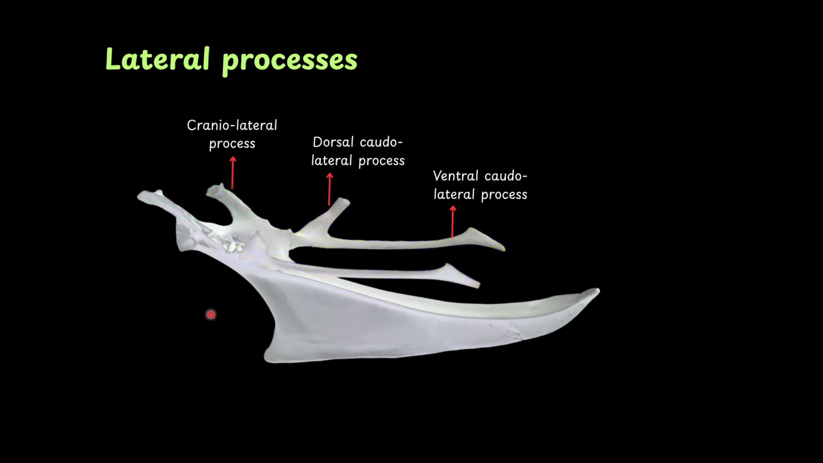Then you will find the lateral processes. You will find one pair of craniolateral processes and one pair of caudolateral processes. Each caudolateral process has one dorsal part and one ventral part. The dorsal part is the dorsal caudolateral process and the ventral part is the ventral caudolateral process.